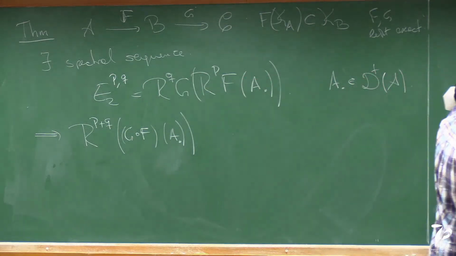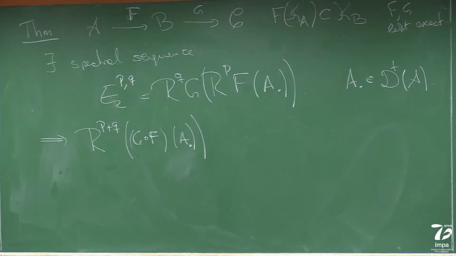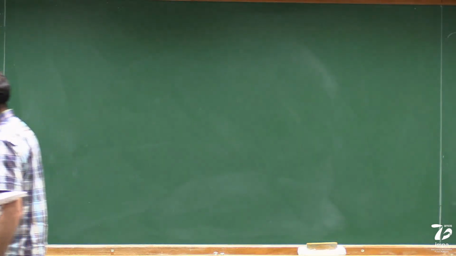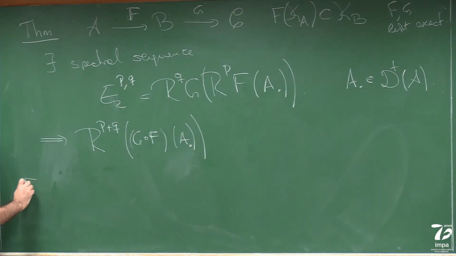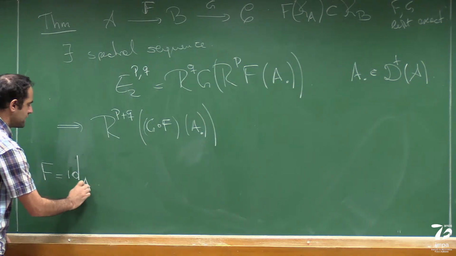But this has a lot of applications. And the proof of this theorem is interesting because it's the reduction to something that one would expect is trivial. So the first observation is, let's look at what happens when F is the identity. So that A is equal to B.